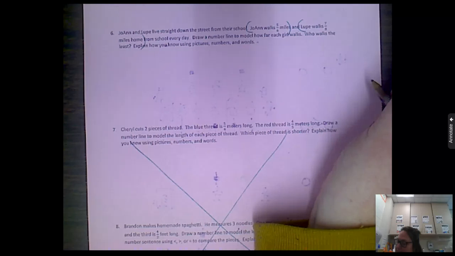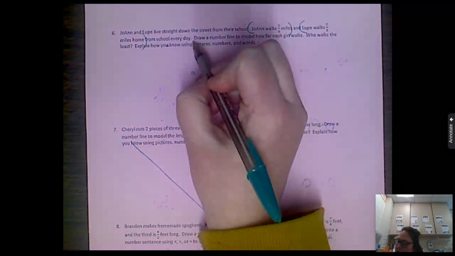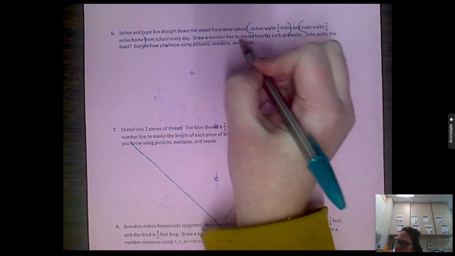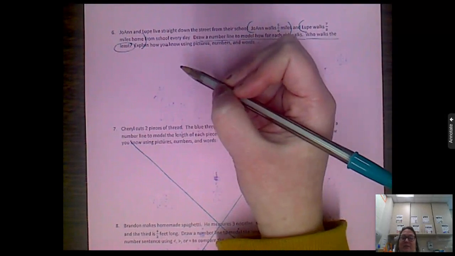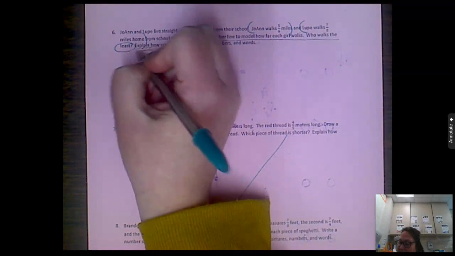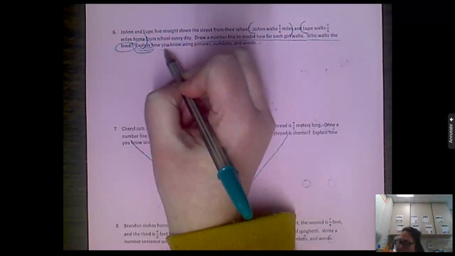Okay. And it says draw a number line to model how far each girl walks. And then my question says, who walks the least? So closest to 0. Remember, we're doing number lines. It's asking us to do number lines. So it says who walks the least, so that'll be closest to 0. And then it says explain, which means we need words, how you know using pictures, numbers, and words. Alrighty.